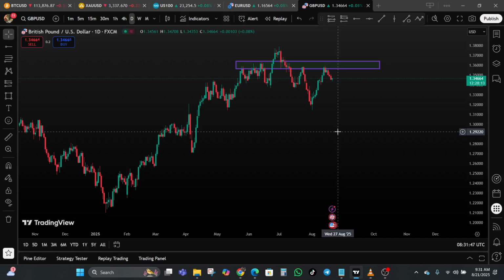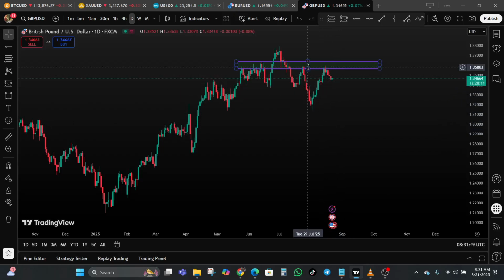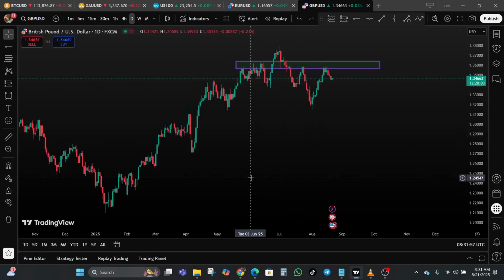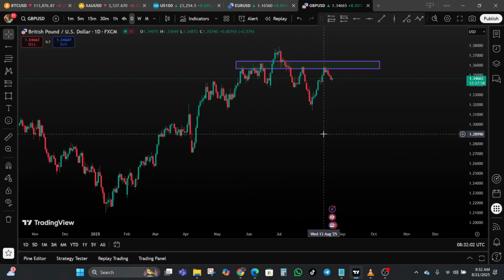So now, the rejection block forms when price makes an attempt to push beyond a level, whether it's into a previous high, or a previous low, or a liquidity pool. But the price gets pushed back strongly. So this tells us that smart money is active at that level. They may be rejecting price to defend a position, to fill remaining orders, or prevent price from moving too far in one direction before they are ready.